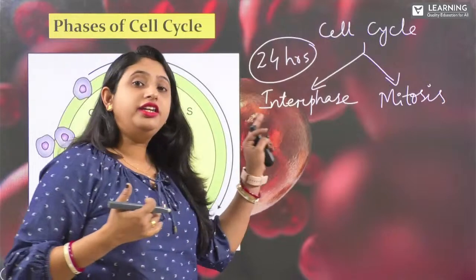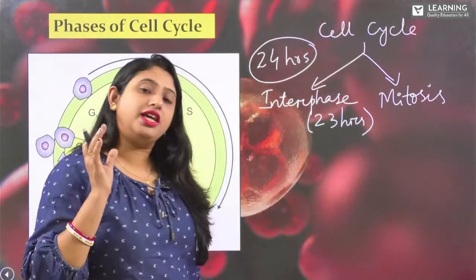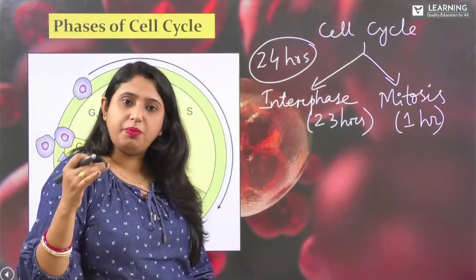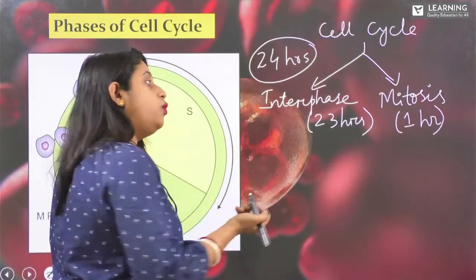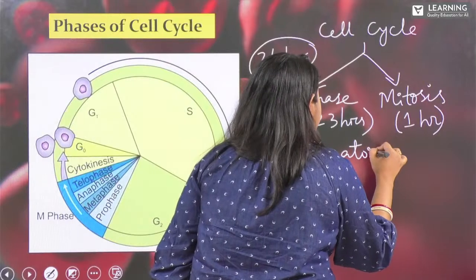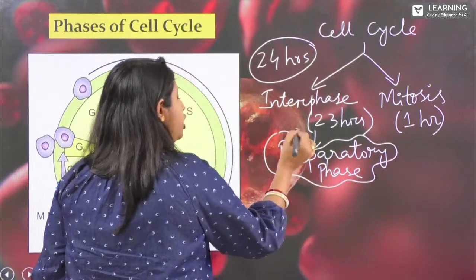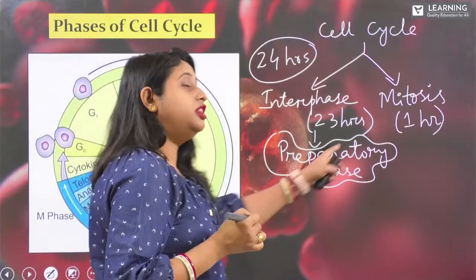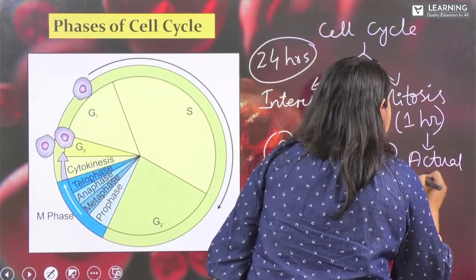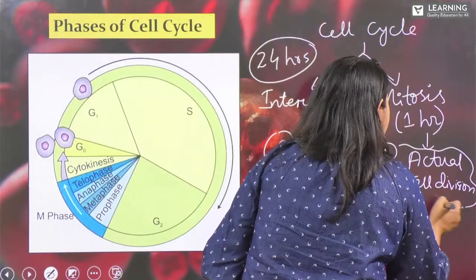Now in the interphase itself, it takes 23 hours, and in the mitosis phase it takes only 1 hour, because here the cell is already prepared. So this interphase is the preparatory phase. Here the cell prepares itself for division. And in the mitosis, what happens? The actual cell division takes place.